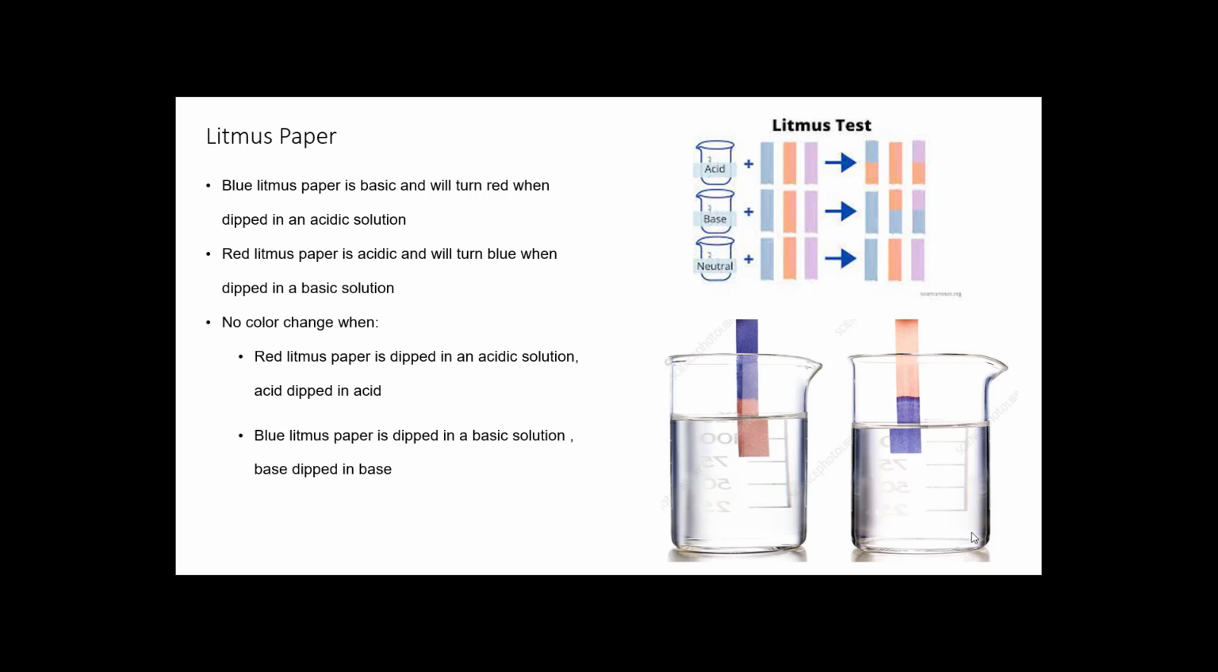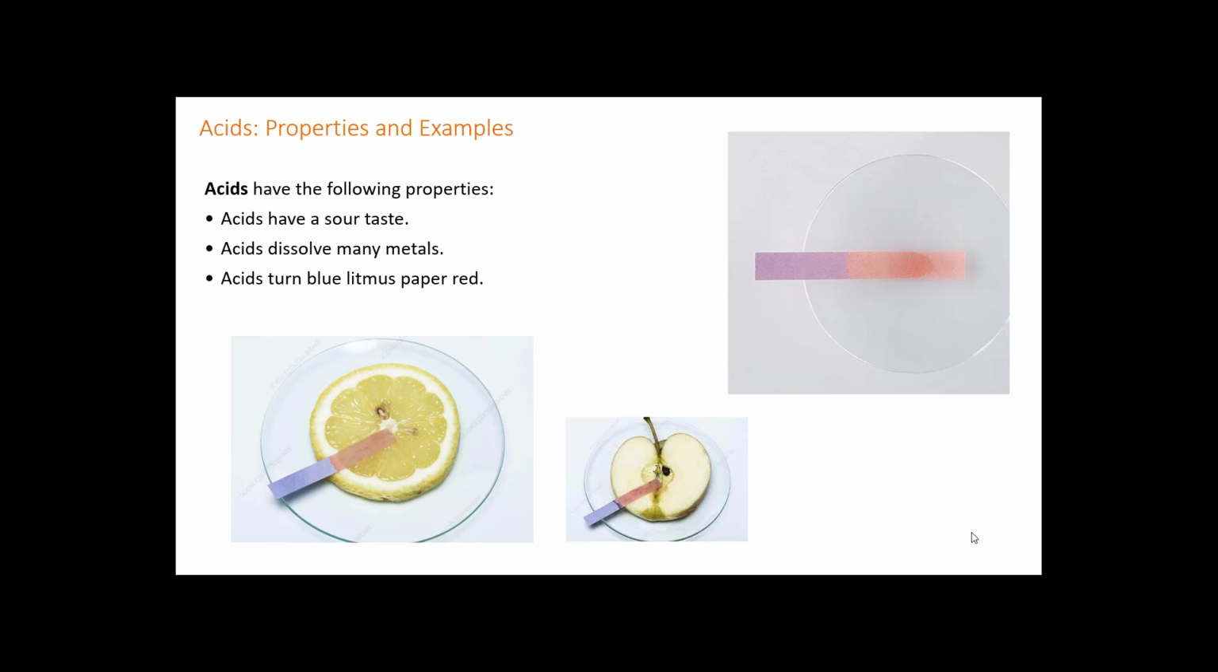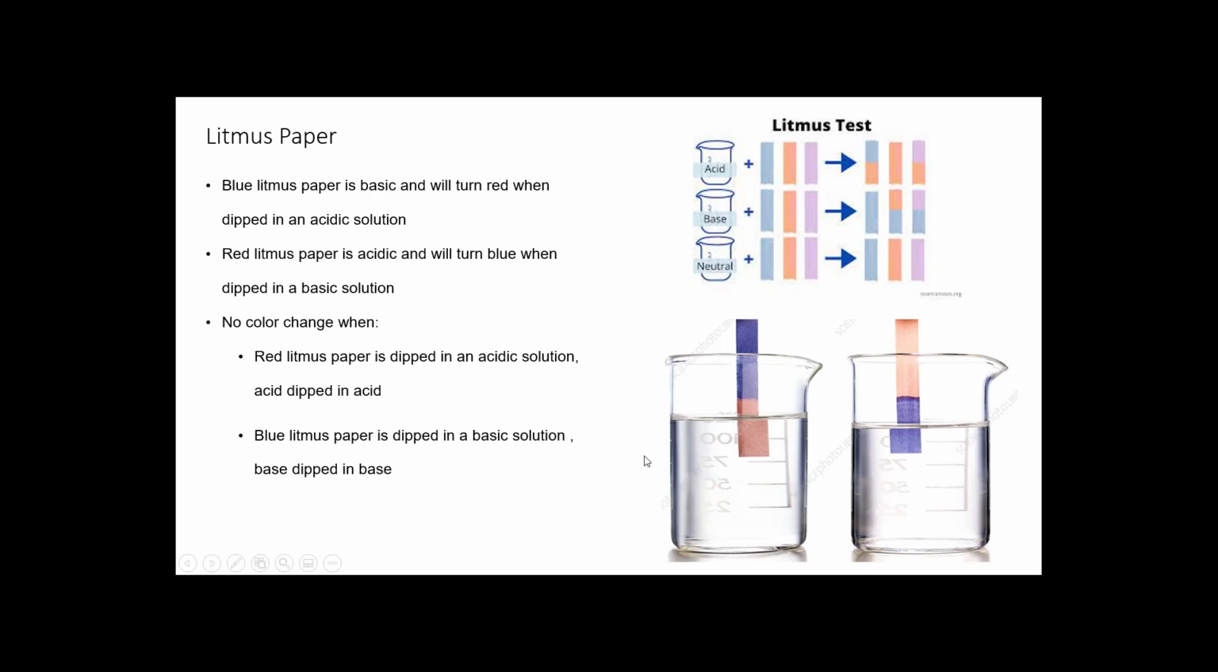Now, obviously, if you dip red litmus paper into an acidic solution, nothing happens, and blue litmus paper in basic solution, nothing happens. Had we been in lab, you would have had to do some labs, you would have had to prepare or check for certain acidity or a basic solution. So that's what they mean when acids turn blue litmus paper red. So you see the lemon, somebody put a blue paper and you can see that's red. I also found this picture online of an apple. An apple is acidic as well.